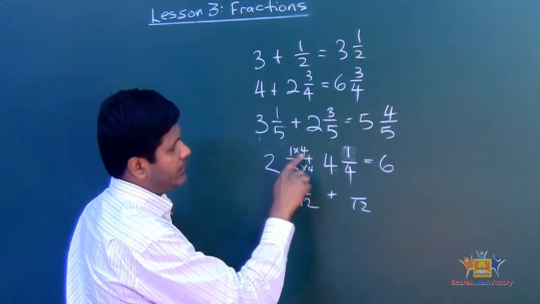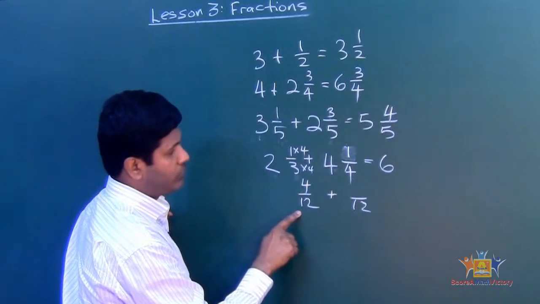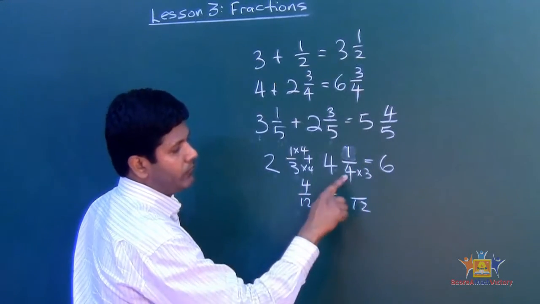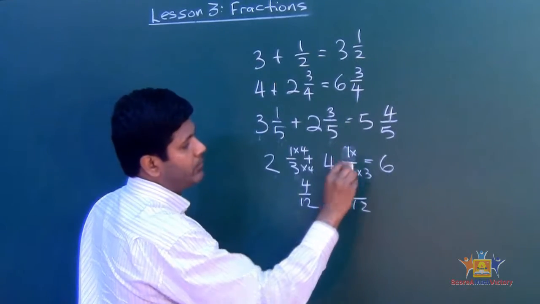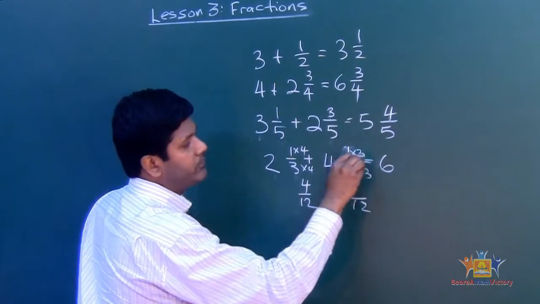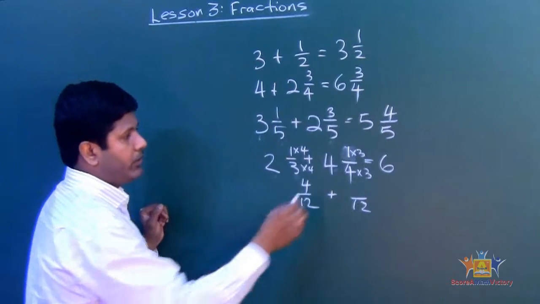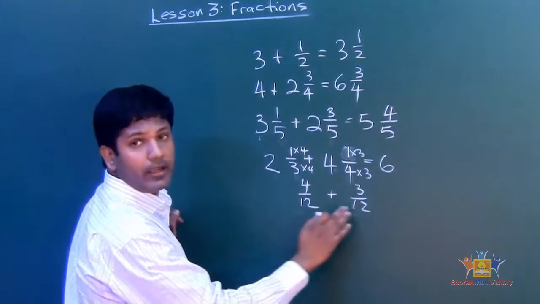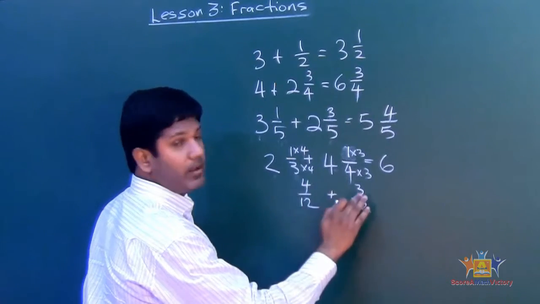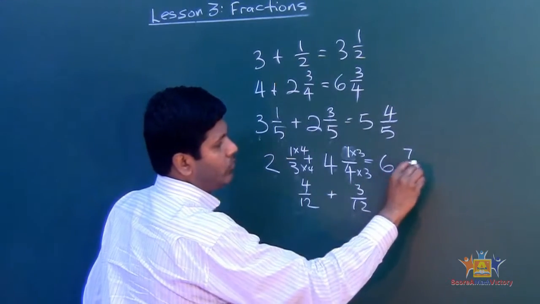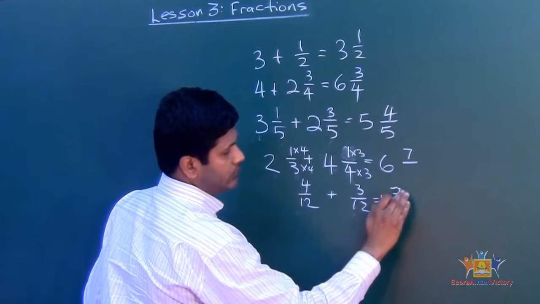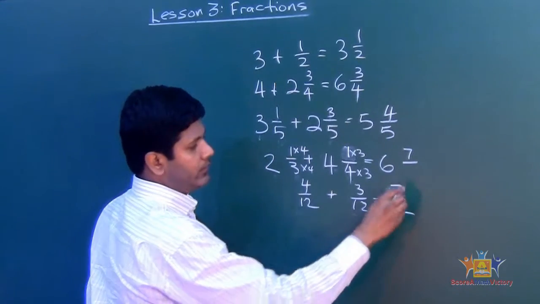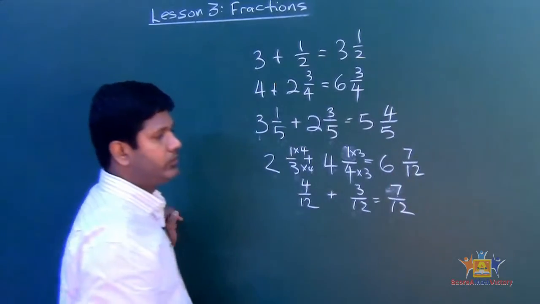So it becomes 1 times 4 is 4, 4 over 12. How do I get from 4 to 12? I multiply this by 3. 4 times 3 is 12. If I multiply the denominator by 3, I also have to multiply the numerator by 3. So that gives me 1 times 3 is 3. Now they both have a common denominator. 4 plus 3 is 7 over 12. I carry the denominator, 7 over 12.